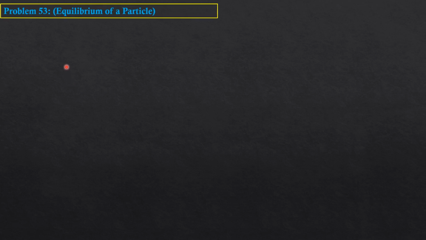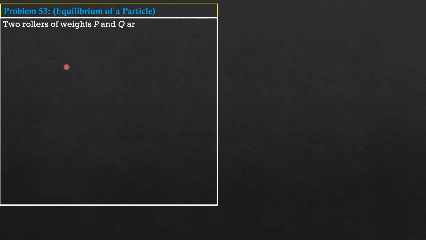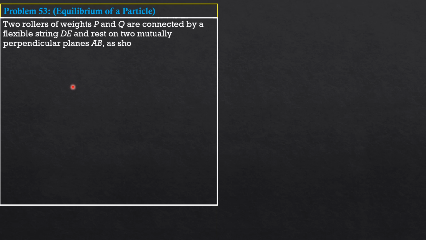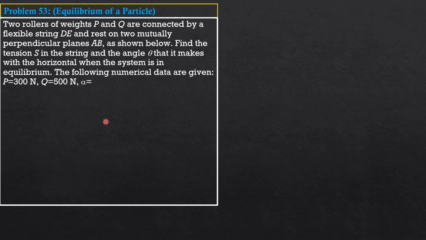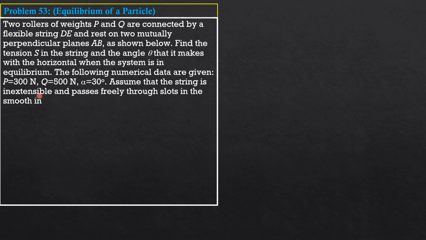Example 53 on equilibrium of a particle. Two rollers of weights P and Q are connected by a flexible string DE and rest on two mutually perpendicular planes AB and BC as shown below. Find the tension S in the string and the angle theta that it makes with the horizontal when the system is in equilibrium. The following numerical data are given: P = 300 newtons, Q = 500 newtons, alpha = 30 degrees.